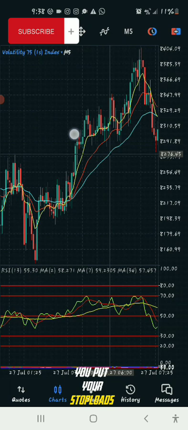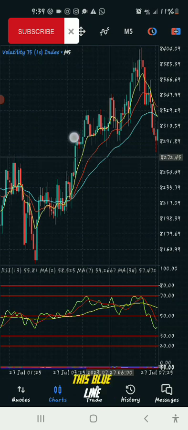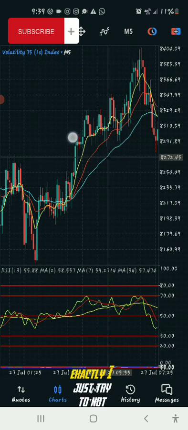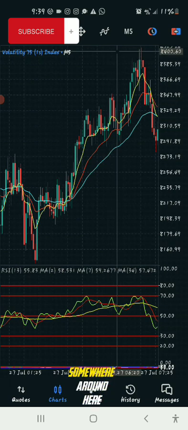You put your stop loss below this blue line. If you put it below this blue line, exactly at this region, it will not stop you out. You put it below this blue line and you multiply it by 2 or 3. Put your take profit somewhere around here.